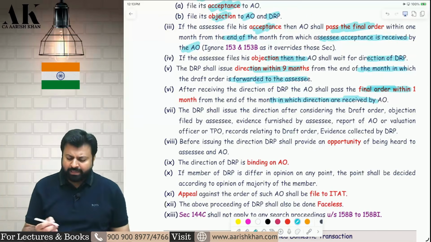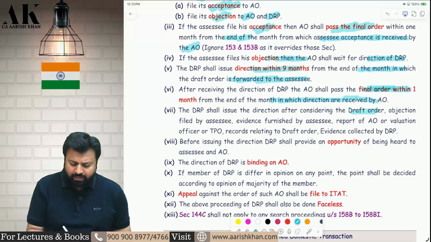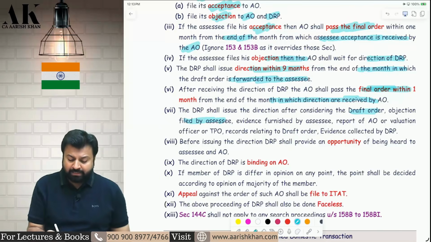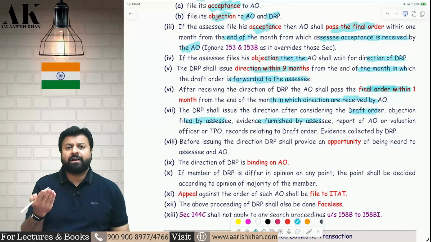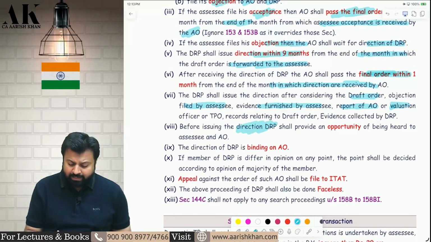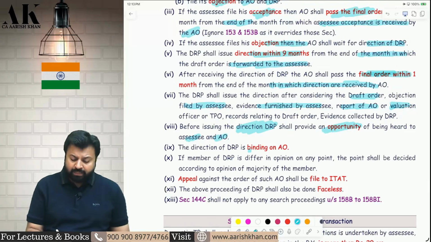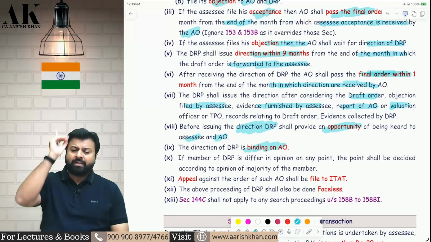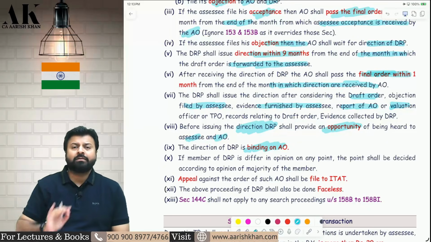How will the DRP issue direction? DRP will consider the draft order, the objection filed by the assessee, the evidences filed by the assessee, the report of the AO, valuation officer report, and many other evidences which are collected by DRP. Before passing the order, the DRP will give an opportunity of being heard to the assessee as well as the AO. Now the direction of the DRP is binding on the assessing officer. Whatever the DRP says, the AO has to do that.